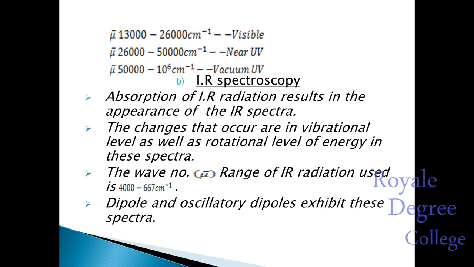Absorption of infrared radiation results in the appearance of the infrared spectra. The changes that occur are in the vibrational level as well as the rotational level of energy in these spectra. The wave number range of infrared radiation used is 4000 to 667 per centimeter. Dipoles and oscillatory dipoles exhibit these spectra.